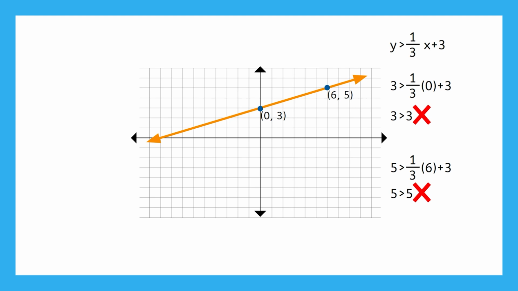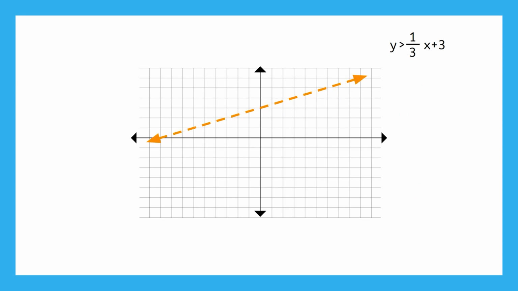So if points on the line aren't solutions to this inequality, then how do we show people that? We actually need to make this line dashed rather than solid. Now, if the points on the line aren't solutions, then where are the solutions? Well, they will either be all of the points above the line or all of the points below the line. This is exactly what I'm going to teach you about next.